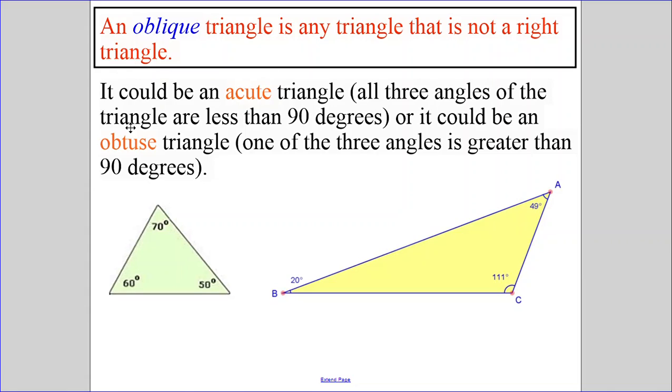An oblique triangle is any triangle that's not a right triangle. With these, I can't use SOHCAHTOA. I have to come up with a different way to solve these questions, and that's where our law of sines and cosines come in. It could be an acute triangle, with all three angles less than 90, or an obtuse triangle where one of the angles is greater than 90 degrees. Oblique just means something different than a 90-degree angle.